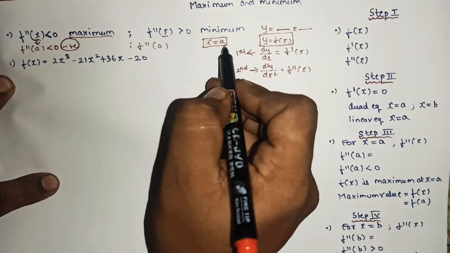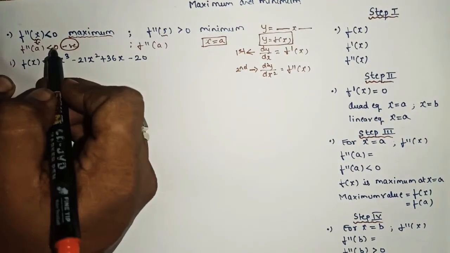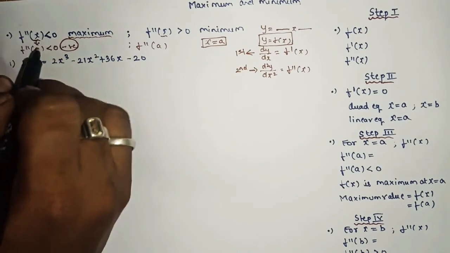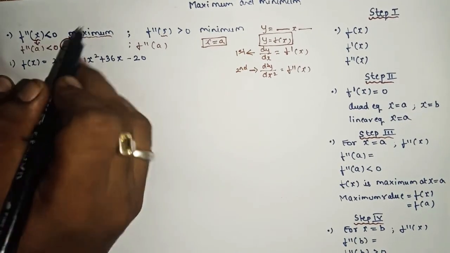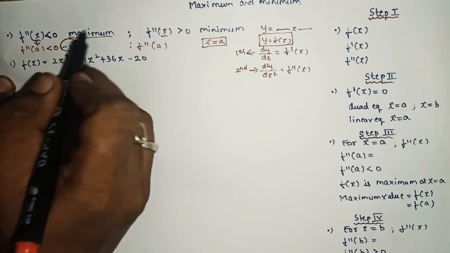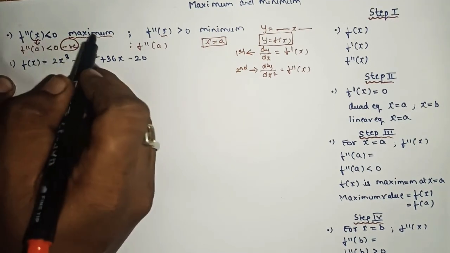If your second derivative test is less than 0 at a particular value, suppose here the value of x is a. When you substitute the value and you get the answer less than 0, that means it is negative. If it is negative, therefore we can say the function is maximum.